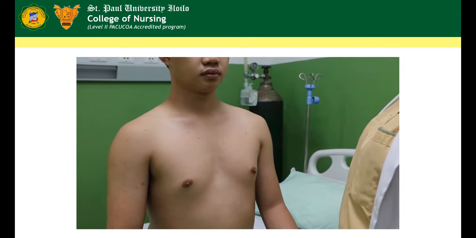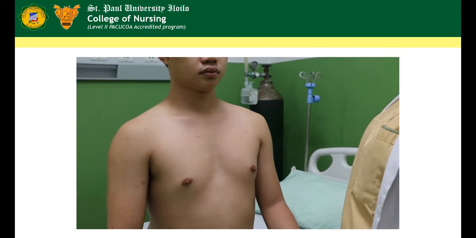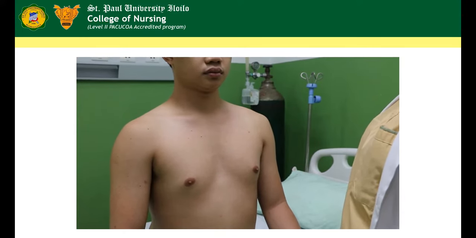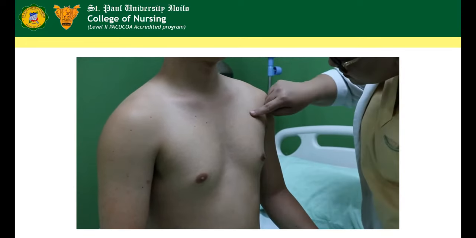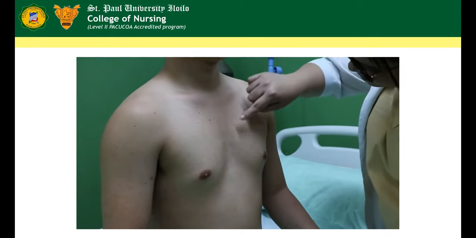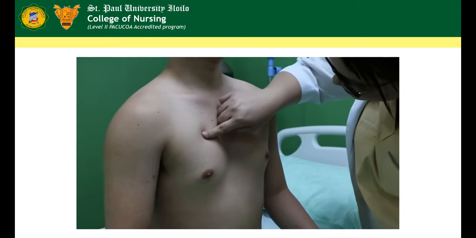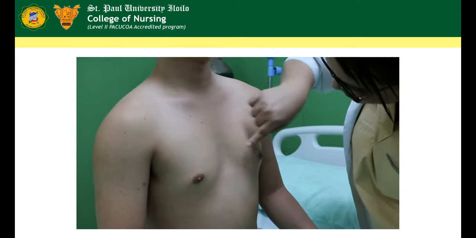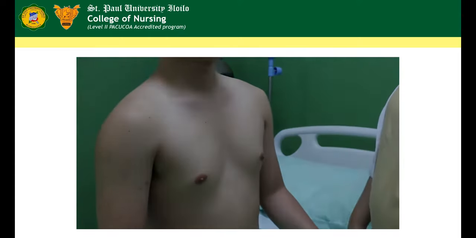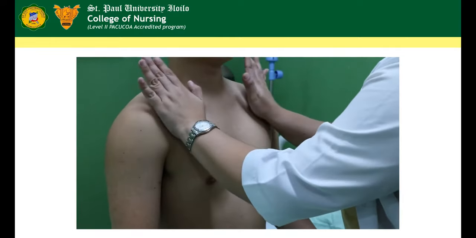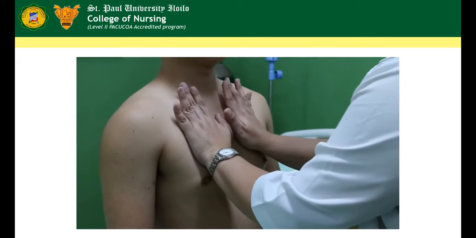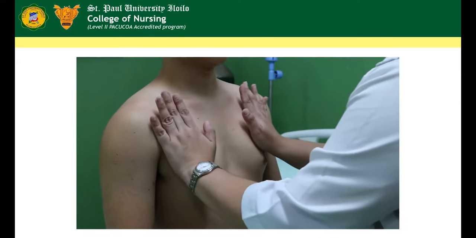Move systematically downward and out to cover the anterior portions of the lungs. Palpate for surface characteristics. Use fingers to palpate any lesions that are noticed during inspection. Also feel for any unusual masses. Next, note for tenderness, motion, pulsation, and crepitus of the anterior chest.